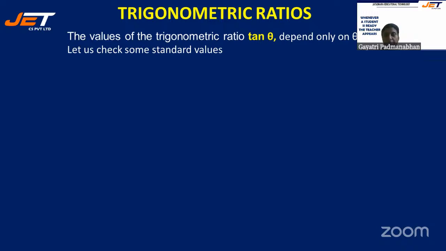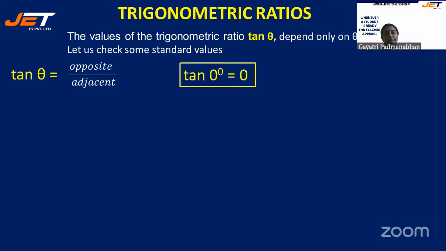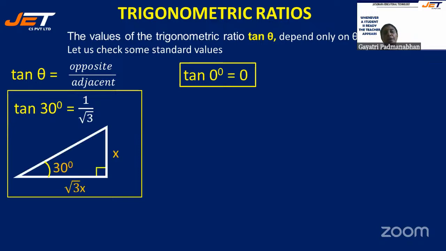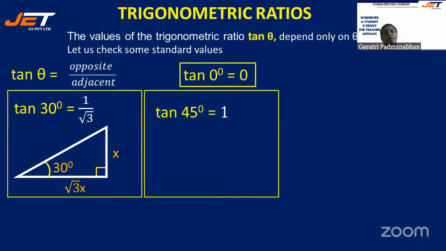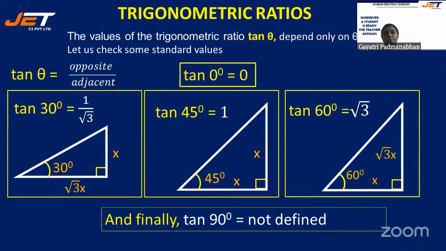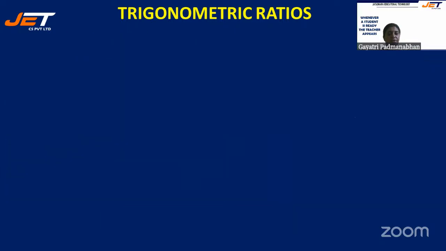Now let us check some standard values. Tan theta is opposite side by adjacent. So tan 0 is 0. Tan 30 degrees is 1 by root 3. It is x by root 3 into x, so x gets cancelled, and it becomes 1 by root 3. Tan 45 is 1. Tan 60 is root 3. Tan 90 is not defined. So it becomes infinity. So tan 90 is not defined.